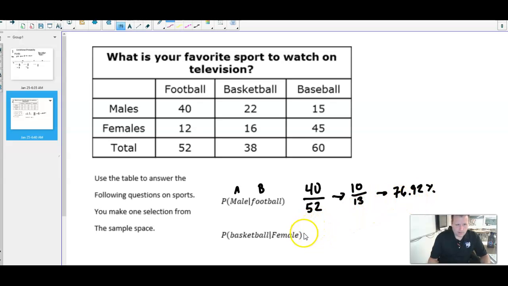Okay. So if I look at this next one, this is event A is now basketball, and event B is being female. So if I look at this one, what's the probability of selecting somebody whose favorite sport is basketball, given that they are female? So I'm only looking at the people that are females first. So that would be 45. That becomes my denominator because that's my total.